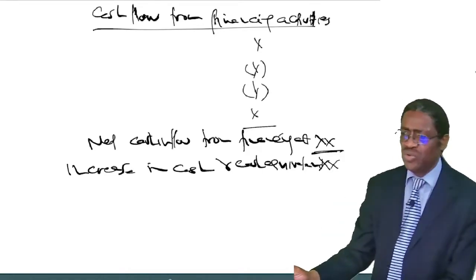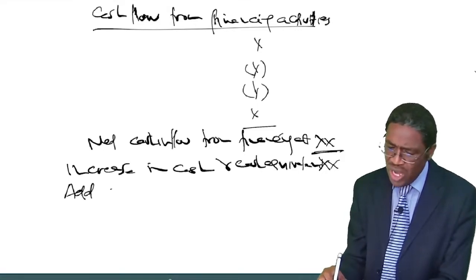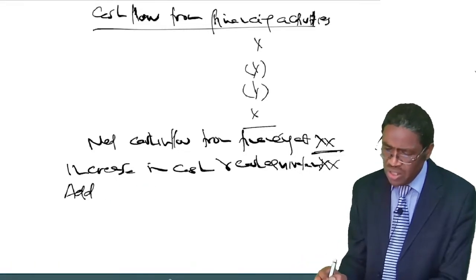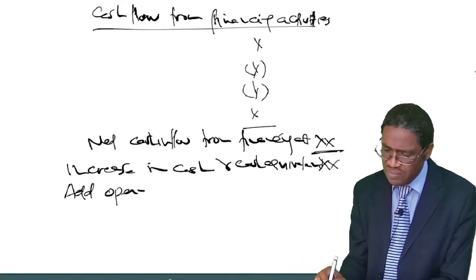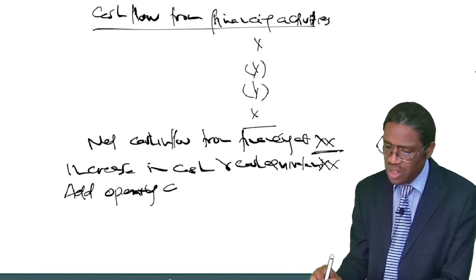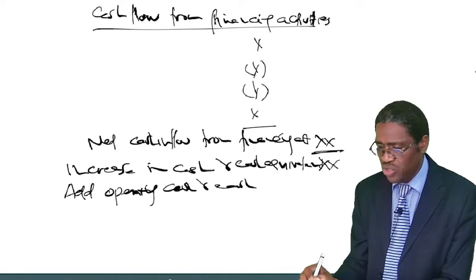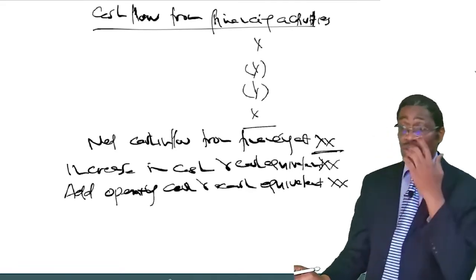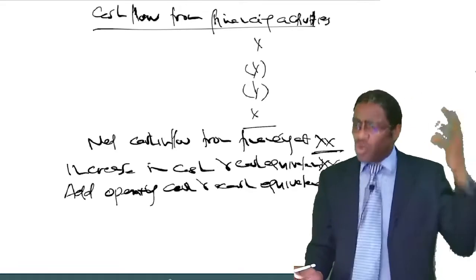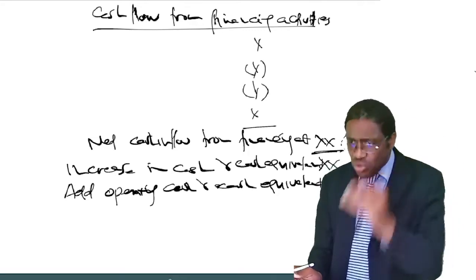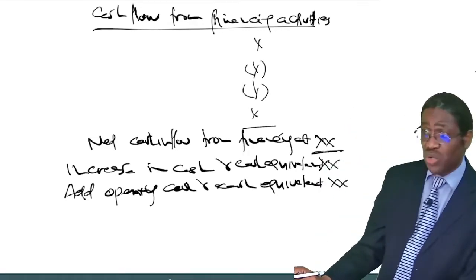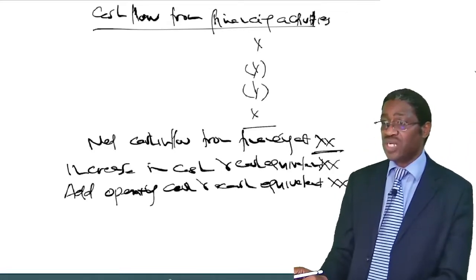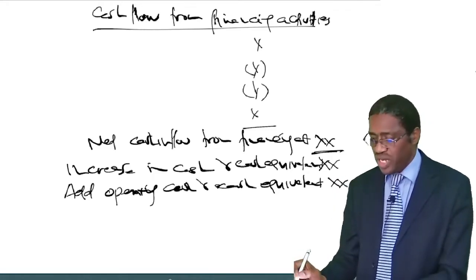Then you had to add what we call opening cash and cash equivalent, whatever it is by the beginning. Don't forget, whatever was the closing cash and cash equivalent last year automatically becomes the opening cash and cash equivalent by the beginning of this year.